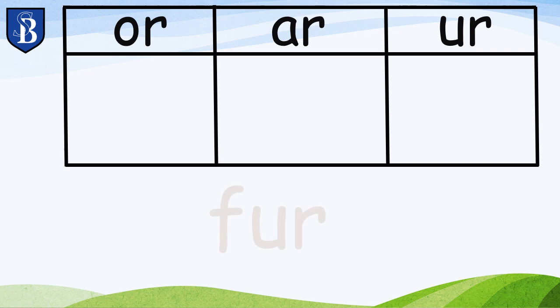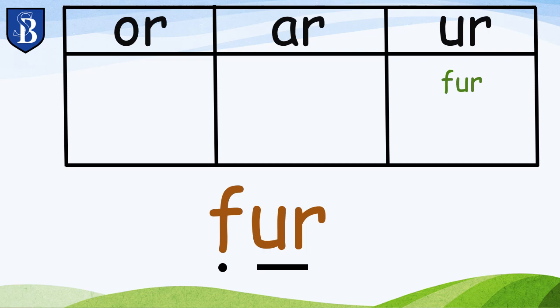You're going to see a word appear on the screen and we're going to read it together and then decide whether it needs to be in the or, the ar or the ur column. Here is a word on the screen. The first thing we need to do is find the or, ar or ur digraph. Can you see any of them in this word? Well done. There's the digraph. Let's segment and blend this word together before we sort it. Fur. Where do you think the word fur should go? That's right, it has the ur digraph, so it needs to go in the ur column.